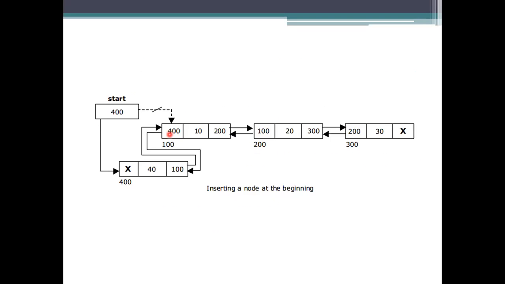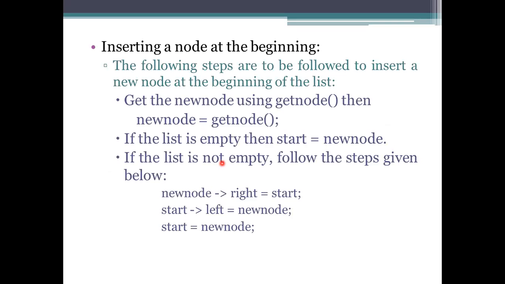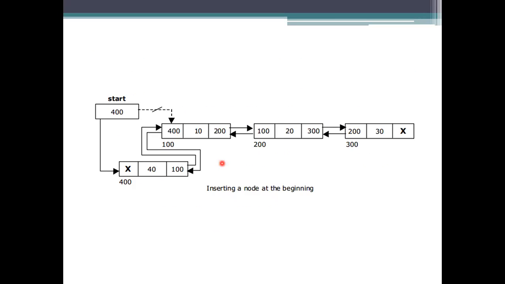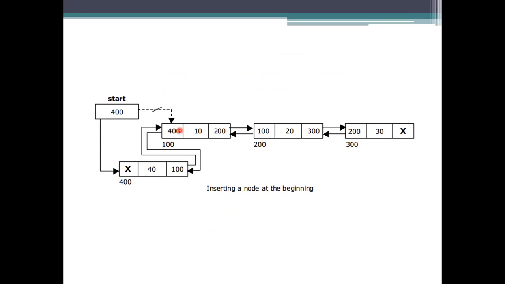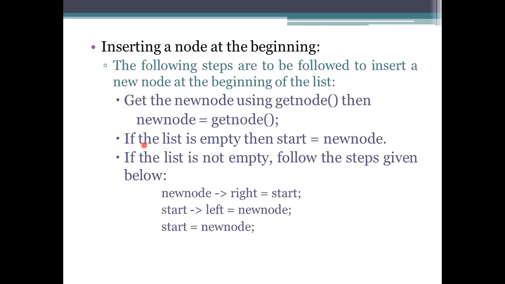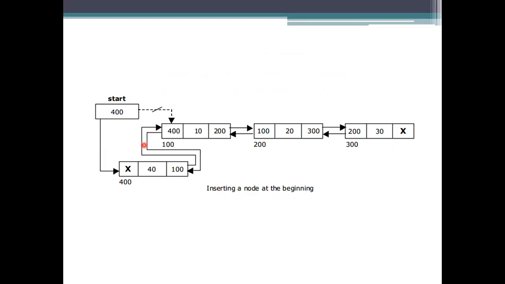The new node you have been taking: here the new node's right is 100, and next it will be considered as the start representation. And coming to the next one, start's left will be the new node. Start's left means, what is the start here? 100. So here the start's left is considered as 400. This 400 will be specified as the new node, and this 400 will be assigned to the start, and simultaneously the pointers are added. As you see, first the new node's right is specified as start here. The new node's pointer will be considered as start here.